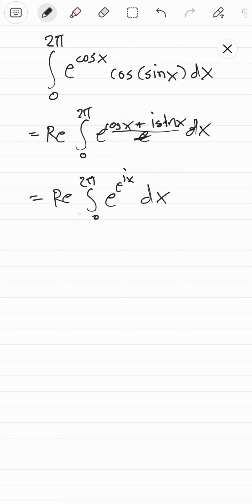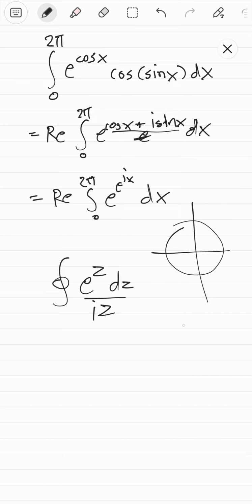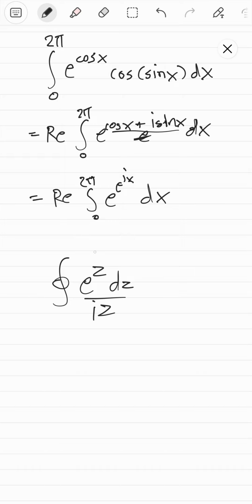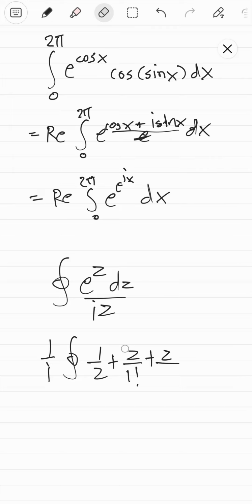What we have is, this whole integration can be thought of as the loop integral of e power z dz upon iz, as I showed, and the loop is of course this unit circle containing the origin. But if you think about it, you can use the Taylor series expansion of e power z. So this thing just becomes 1 upon i, and then the loop integral of 1 upon z, plus 1 upon 1 factorial, plus z upon 2 factorial, and so on, right?